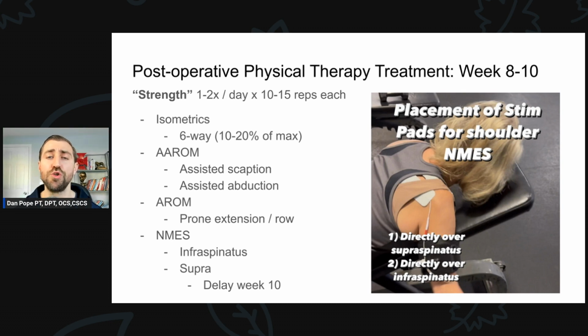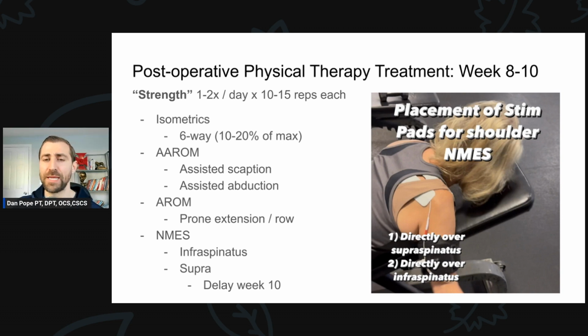We also started to do a little neuromuscular electrical stim at this point. And we started off by stimming the infraspinatus. Thought being is that we don't want to put too much stress on the supraspinatus early on. So we can put the stim directly on the infraspinatus. And over the course of time, we can start to add the stim onto the supraspinatus, which I think we delayed until week 10. We started to put that on.